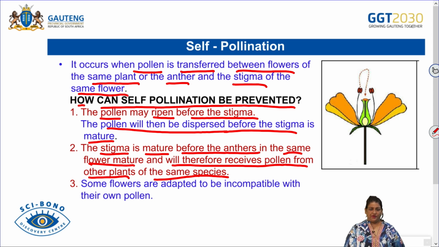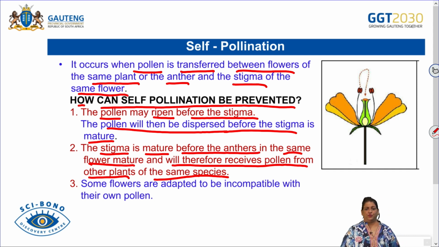So obviously when the bee visits the flower, the pollen grains from the anther will transfer onto the back of the bee, and then when the bee moves to the next flower, it's going to transfer the pollen from this flower to the next flower. In that way, you're allowing for cross-pollination and not self-pollination. That's if the anther ripens before the stigma.